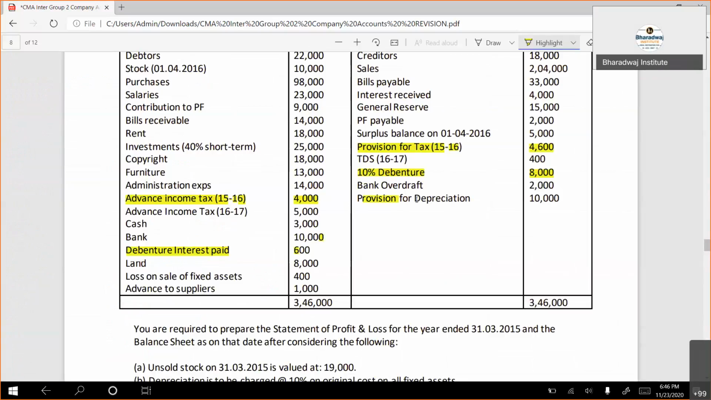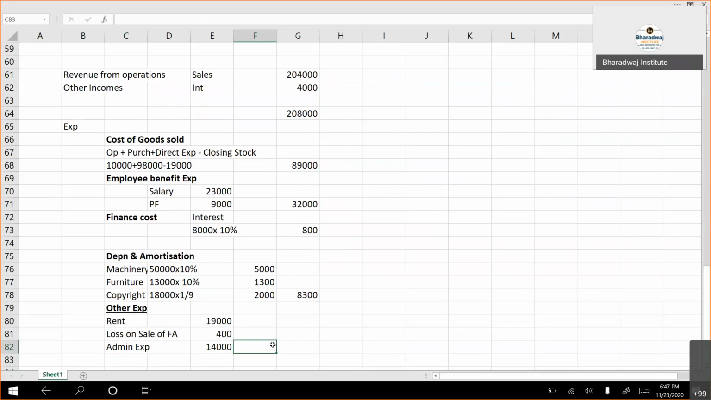This is not a current year depreciation. This provision for depreciation is an opening balance, so that will be taken directly in the asset side. So we'll take up cost of the asset minus this provision for depreciation directly. Any other expenses?